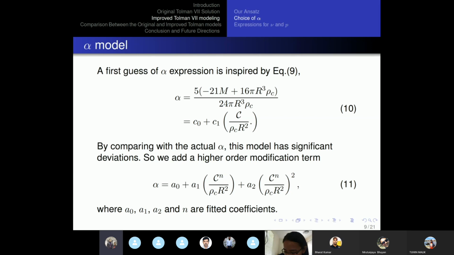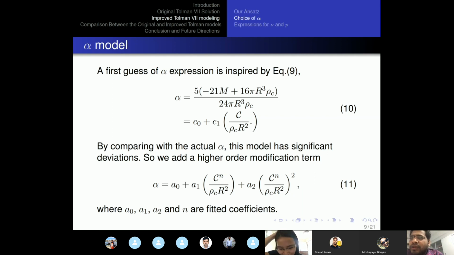I have one question. Hello. So you have shown that you have fitted the central density in terms of some coefficients alpha and zeta.